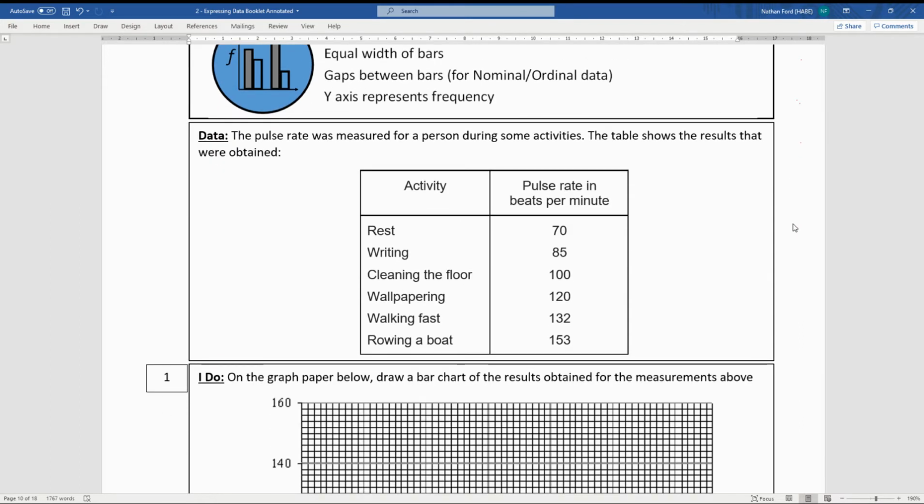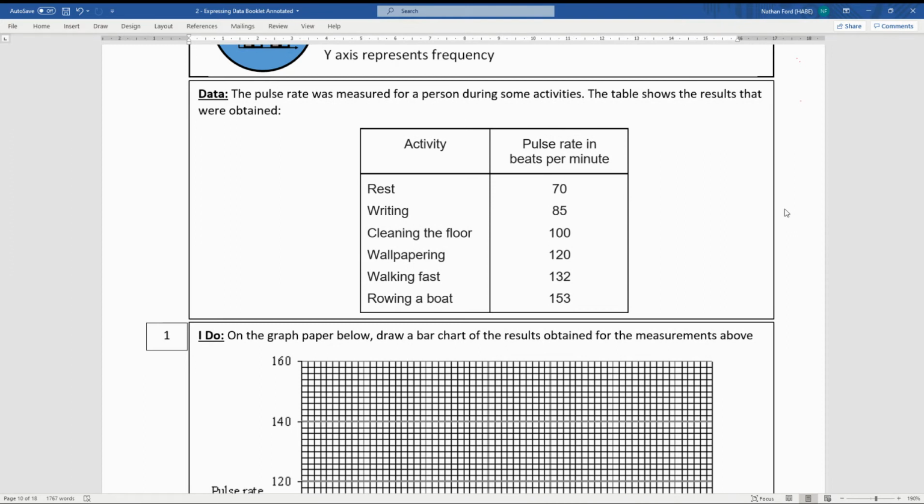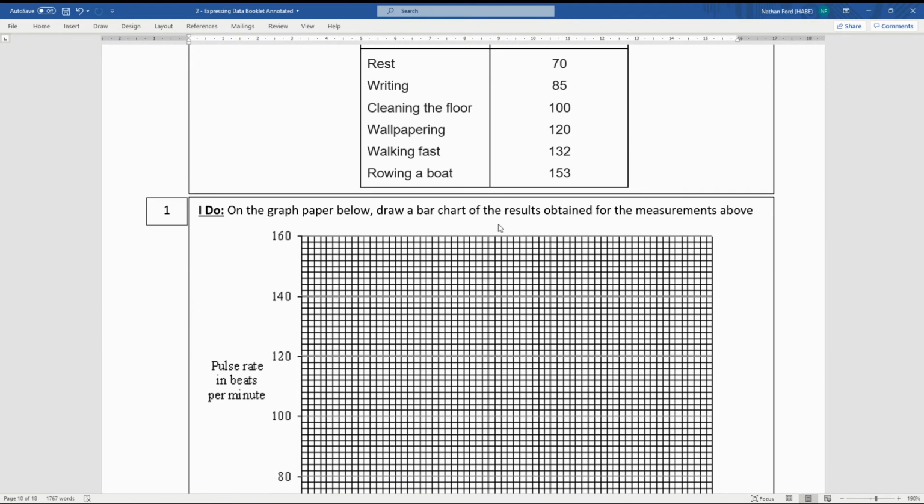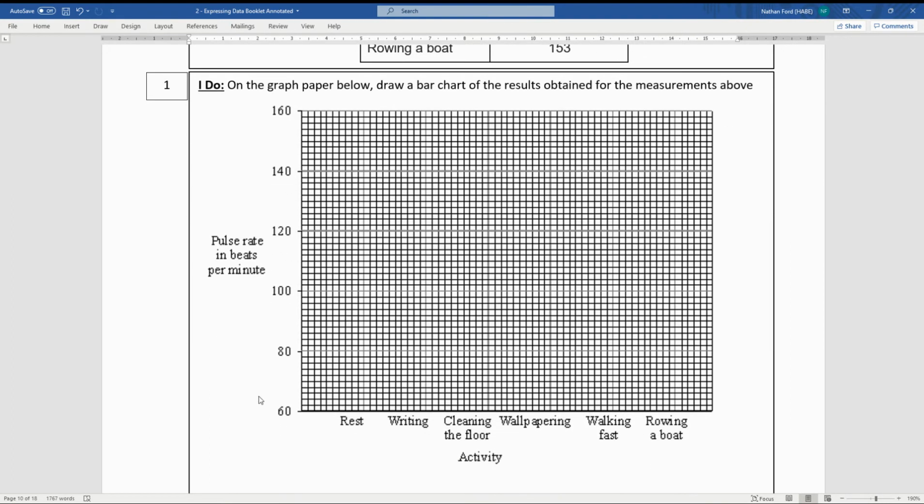So let's have a look straight away. I've got two different types of bar charts or styles. We have a bar chart and we'll have a pyramid. It's very simple, but let's look at this data. The pulse rate was measured for a person doing some exercises. The table shows the results. These were attained while at rest, writing, cleaning the floor, wallpapering, walking fast, and rowing a boat. We are then given graph paper to draw this bar chart for the results obtained. And this is what we have.